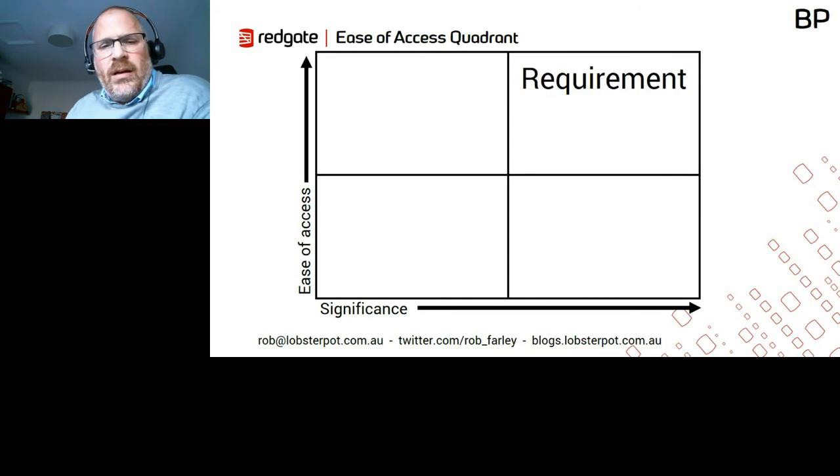Label-wise, I figure if it's significant and it's easy to do, it's almost a given that you're doing it. I'm just calling that a requirement. If it's easy to do and it's significant to the organization, there's no question you need to be doing that, right?